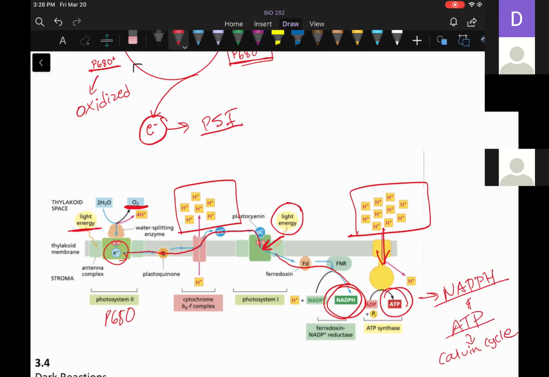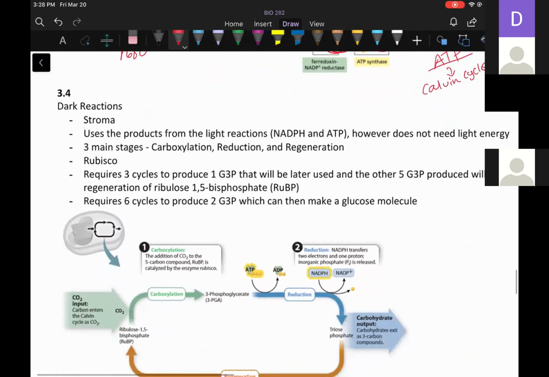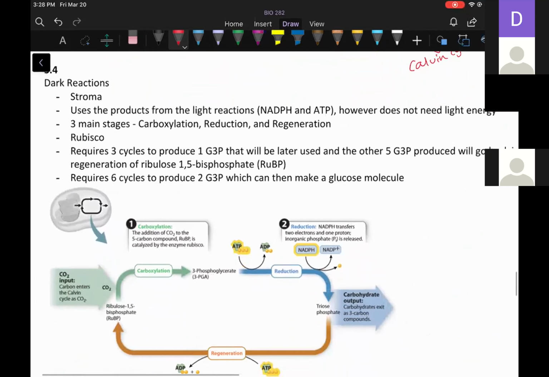Okay, so next we'll talk about the dark reactions. So dark reactions are going to occur in the stroma. And like I said before, it's going to use the products from the light reaction, NADPH and ATP. But it doesn't need the light energy. So it doesn't need the photons to strike anywhere in the dark reactions. So it uses the products from the light reaction. So it's not totally light independent, but it doesn't need that light energy.